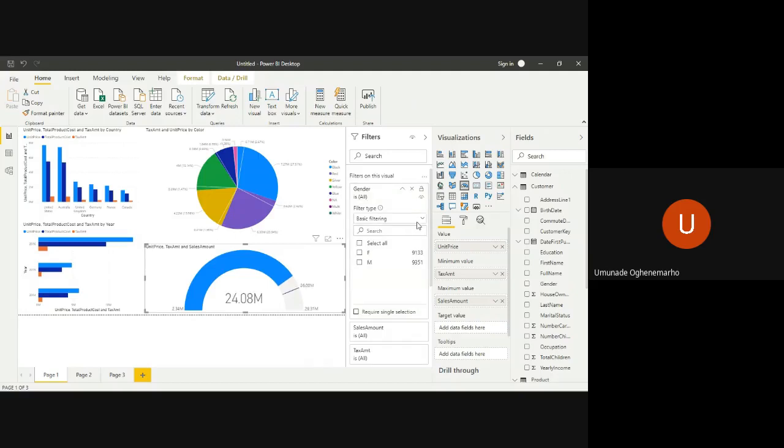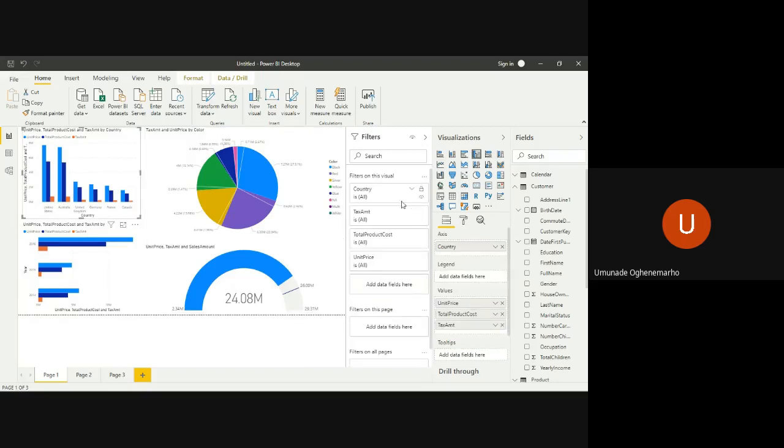What happens in cases where you don't want to use basic filtering? Let's take country. We have the ability to select the particular country we want to see on that visual, or we want to select advanced filtering, contains, or let's use does not contain.